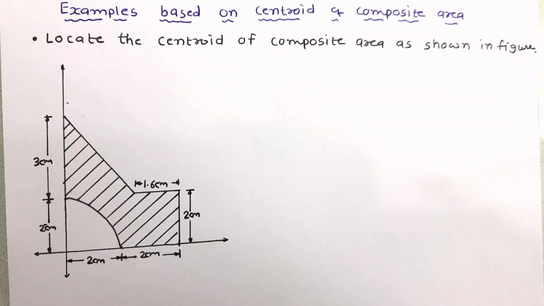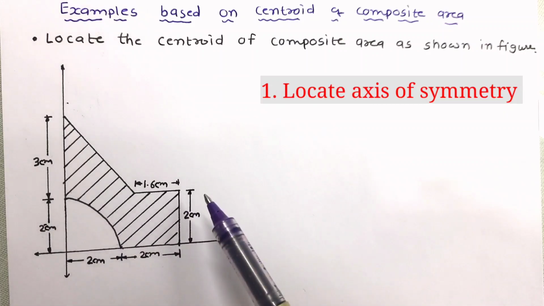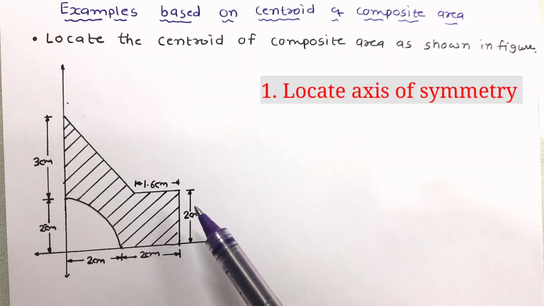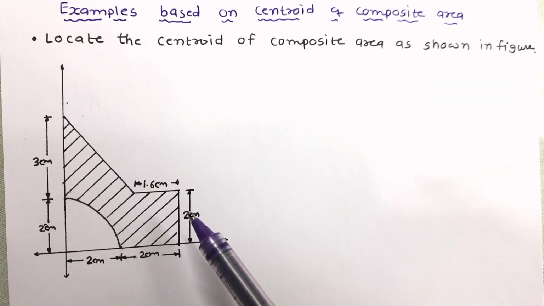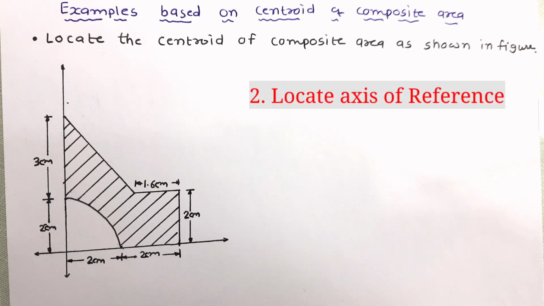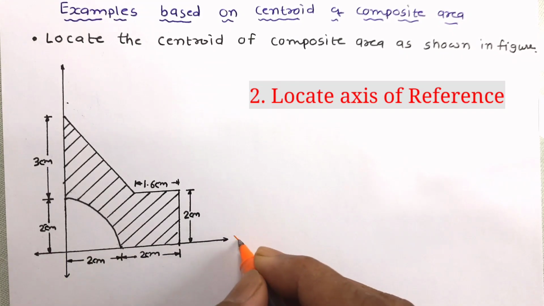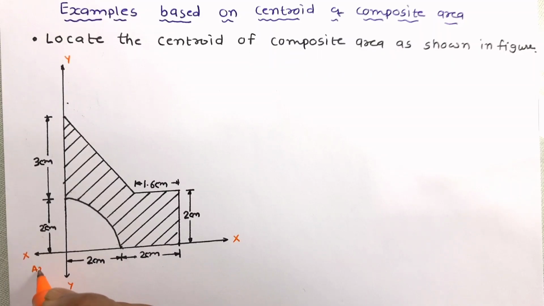Following this step, the first step is to locate the axis of symmetry, if any. Looking at the figure, it is clear that the figure is not symmetric about any x-axis or y-y axis. So we cannot find an axis of symmetry and we need to work out x bar and y bar both for the figure. Second step, decide the axis of reference such that the figure remains in the first quadrant. So these two are the axes of reference. This is the x-axis and this is the y-y axis.